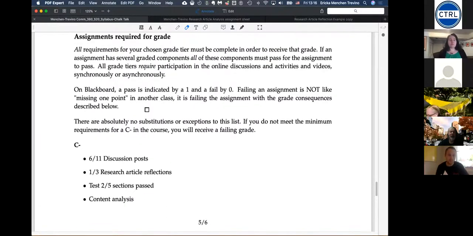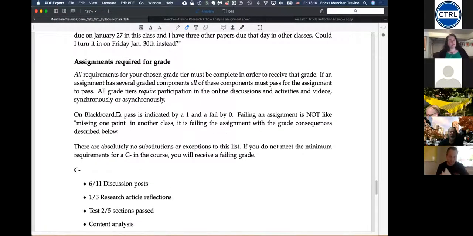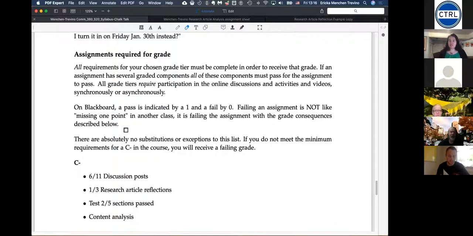This is not hard to implement on Blackboard, but it needs to be explained to students that pass is 1, fail is 0. It's not that you got 1 point or something, it's pass fail. So it doesn't calculate a grade properly in Blackboard, but they can see what they passed and what they failed. It still gives them their grade, it just doesn't give them a percentage grade.